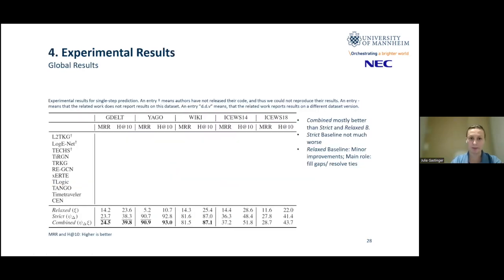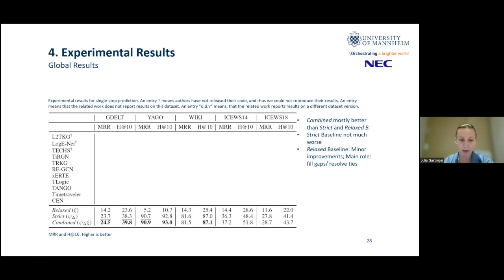So now some experimental results. First, we just look at the relaxed, strict, and combined with MRR and hits at 10. And what do we see? First, that the combined recurrency baseline is mostly better than the strict and the relaxed one. Also, we see that the strict recurrency baseline by itself is not much worse. And the relaxed one just gives us minor improvements. This also says what we were expecting, because it's just here to fill gaps to resolve ties.